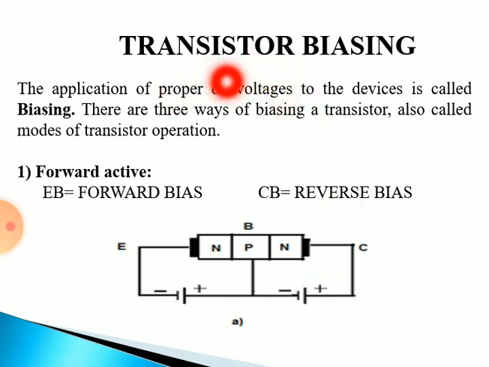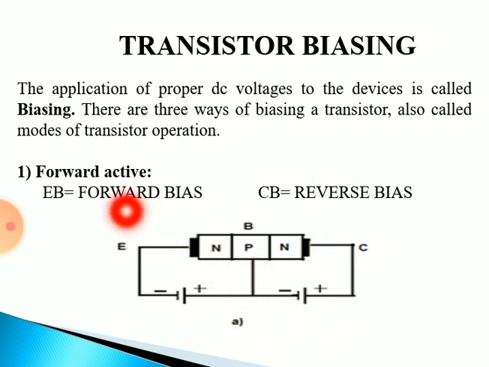Now what is transistor biasing? Biasing is nothing but applying a proper DC voltage to your device. There are three ways of biasing your transistor, or you can also call them modes of transistor operation. The first one is the forward active mode. In this forward active mode, you can see that this is your NPN transistor, where this is the emitter, P is connected to the base and N is connected to the collector. Here there are two junctions: the emitter base junction and the base collector junction, or you can also say the collector base junction.